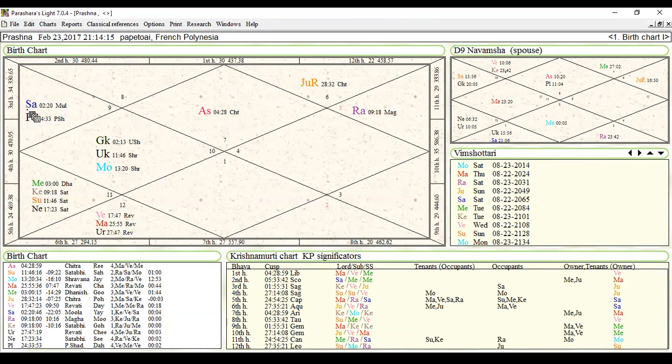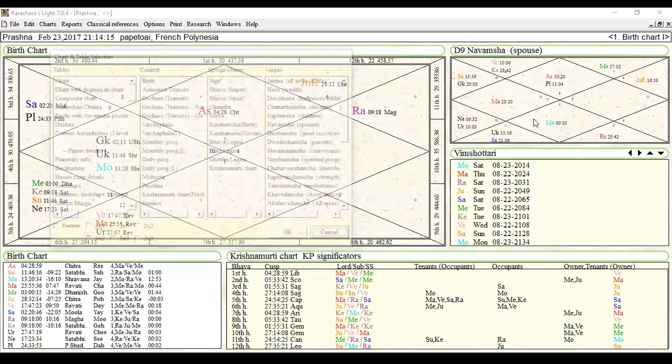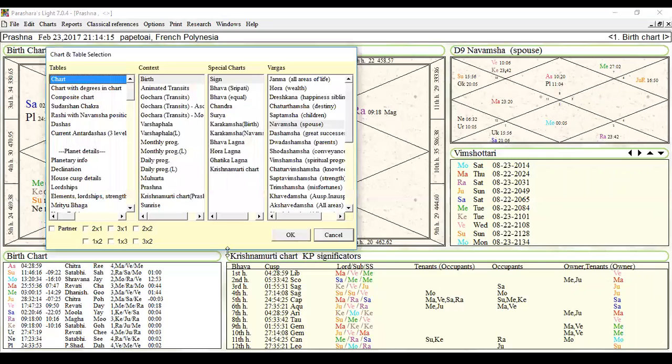So one way to test if a planet will give good results is to look at the D9. What is that planet doing in the D9, in the Navamsha? And so if we find Saturn, here is our Saturn. And let me make this a little more clear by taking out the degrees.